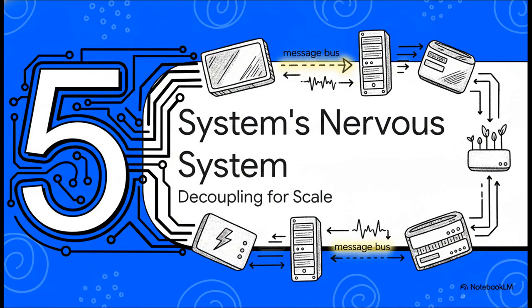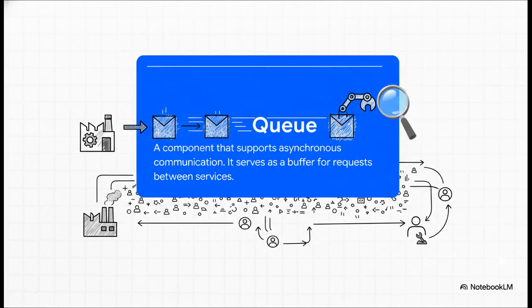We are so close to the finish line. To get to that final level of mind-boggling scale, we need to talk about the system's nervous system. We have to decouple our services so they can work and grow without even knowing about each other. And the main tool for that job is the message queue. Just think of it like a shared to-do list between different parts of our application. One part of the system, the producer, adds a task to the list. Then, whenever it has a free moment, another part of the system, the consumer, comes along, grabs the task, and gets to work. They never have to communicate directly.